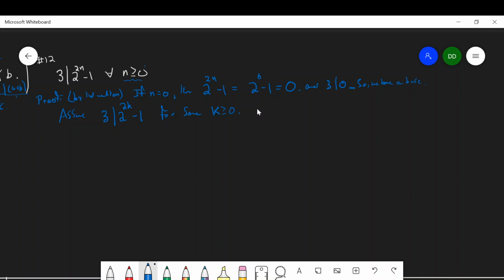And what do we want to show? I'll write this in red because it's not really part of the proof. Want to show that 3 divides 2 to the 2k plus 2 minus 1. Why 2k plus 2? Because the next case would be when k is k plus 1, and 2 times k plus 1 is 2k plus 2. So that's the next case we want to show.